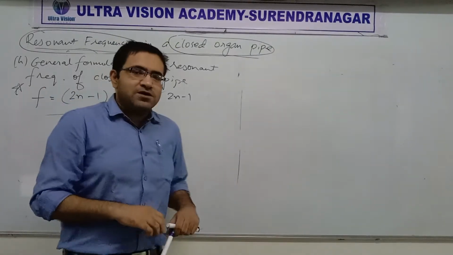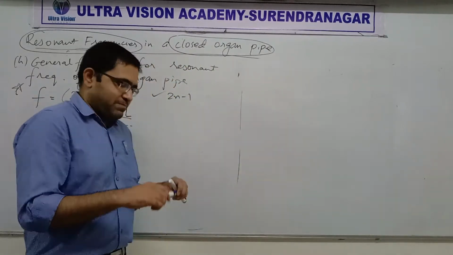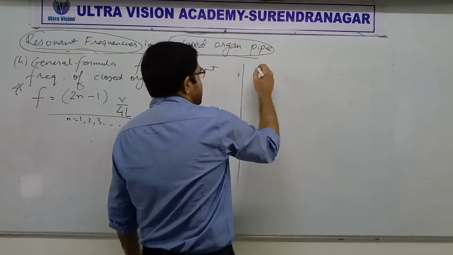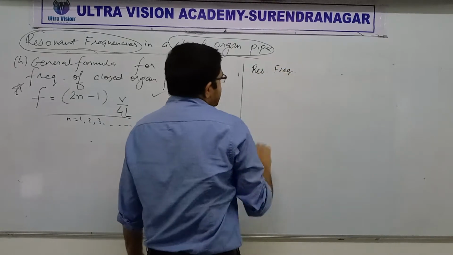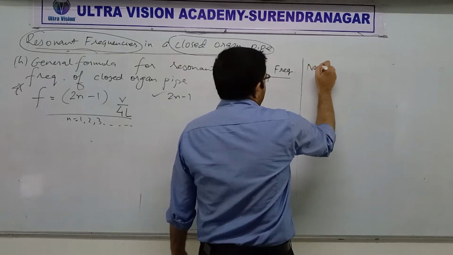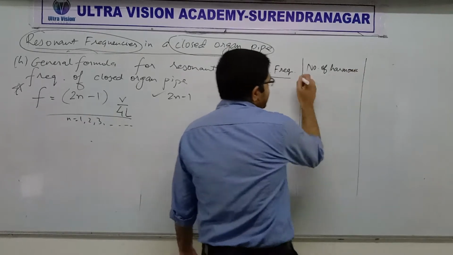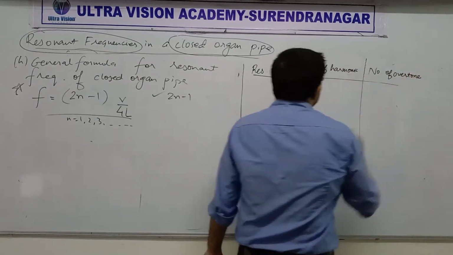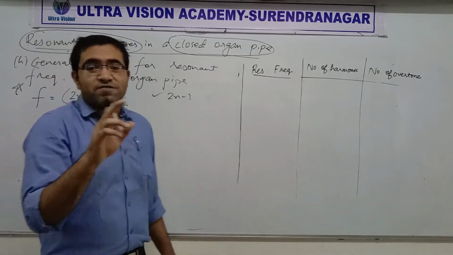So let's make a table of harmonics and overtones for a closed organ pipe. Let's start. We made a similar table for string. Alright, so here I am going to write down the resonant frequency. Over here I am going to write the number of harmonic, which harmonic is it? And here I am going to write the number of overtone. Alright? So let's begin.